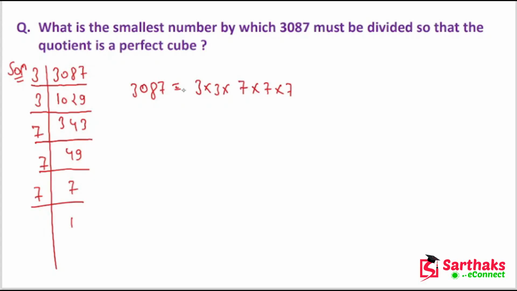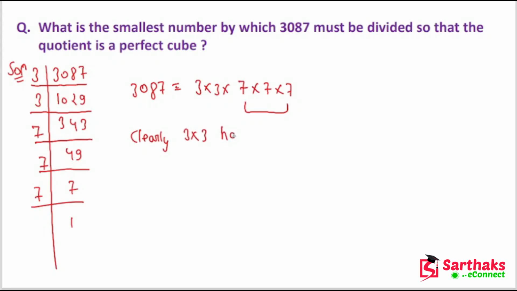So you can very well see that these two 3's are extra, because 7 into 7 will be a perfect cube. Since we have to divide, we do not have to multiply, we should divide by 9 so that we can remove these two 3's from the number, and we'll get a perfect cube, which would be 343.